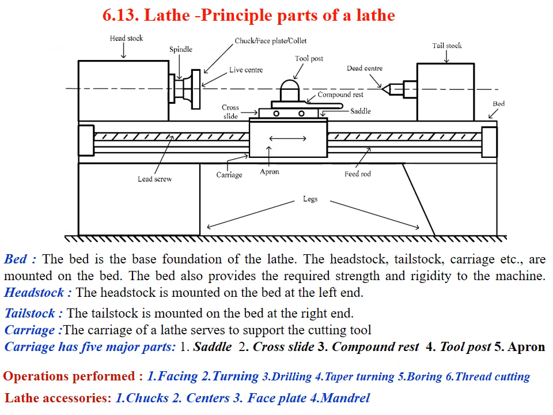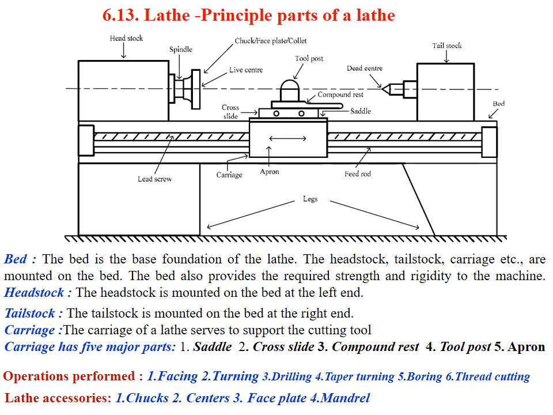Principal parts of the lathe are bed. Bed is the base foundation of the lathe, which holds headstock, tailstock, carriage, etc. The bed also provides the required strength and rigidity to the machine. Headstock is mounted on the bed at the left end. Tailstock is mounted on the bed at the right side.